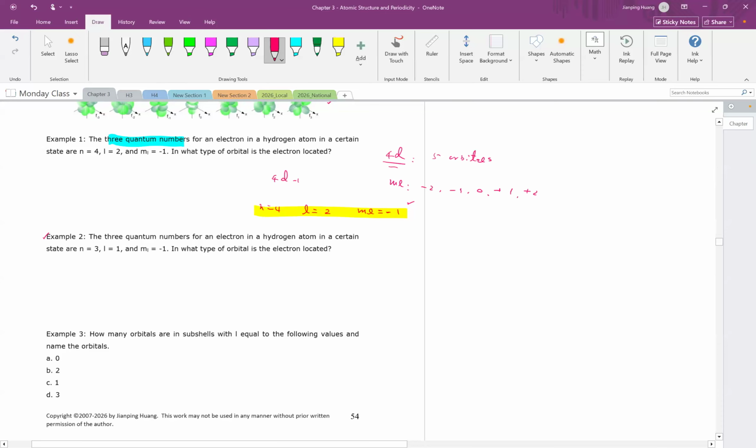Now you get it right. Now, 3p alone is not right. See, n equals 3, l equals 1, ml equals minus 1. It should be 3p minus 1. Remember, 3 quantum numbers determine an orbital. Three. Let's go to the next one.